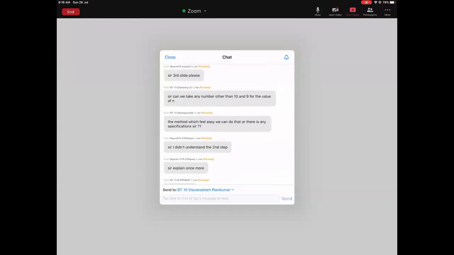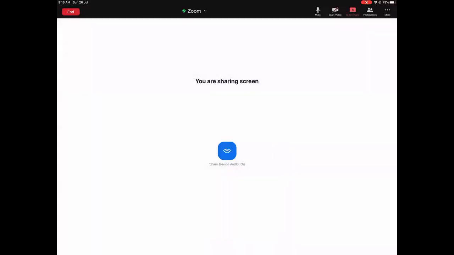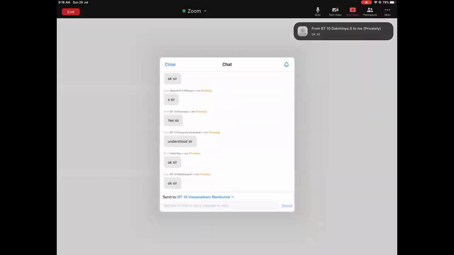So can we try any other number other than 10 and 9 for the value? No, because I asked you for S10. If I ask you for S10, you will try 10 and 9. If I ask you for S20, you will try 20 and 19. If I ask you for S15, you will try 15 and 14. So it depends on what is being asked of you.